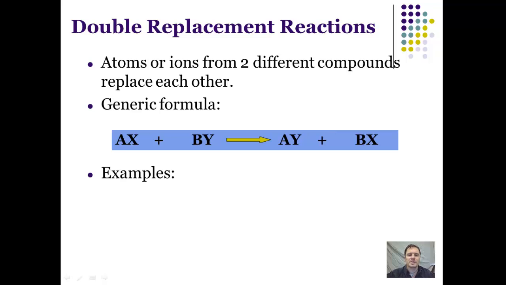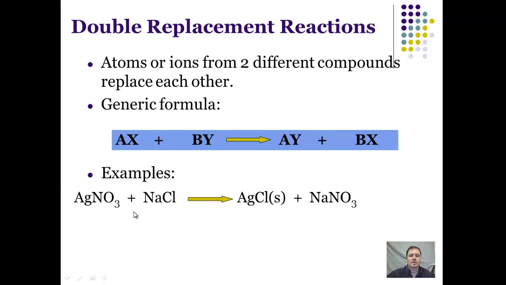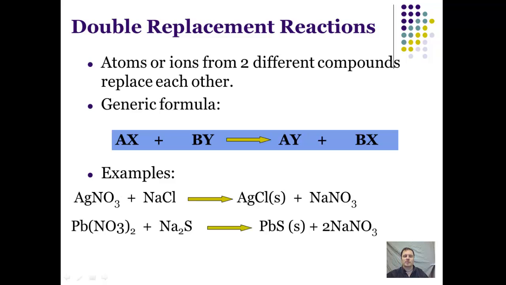That's a double replacement. Okay, examples. Silver nitrate combined with sodium chloride gives us silver chloride and sodium nitrate. So the silver went with the chloride, the sodium went with the nitrate. Another example, lead(II) nitrate with sodium sulfide gives us lead(II) sulfide and sodium nitrate. Okay, we're swapping dates basically.